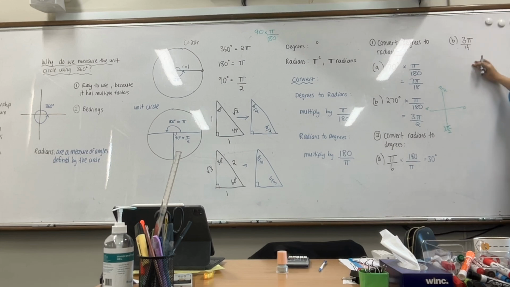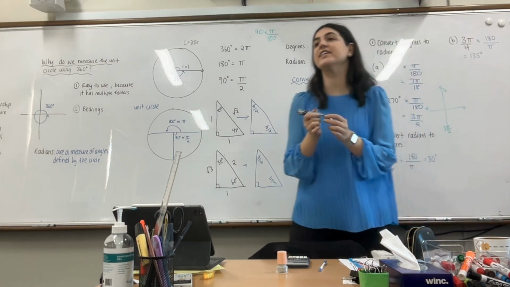Here I have 3 pi over 4. I multiply it because I want to get rid of the pi, and I times it by 180. Actually, can someone tell me what they end up with for that one? 125? 135. Is it okay? Yes. Converting is good.